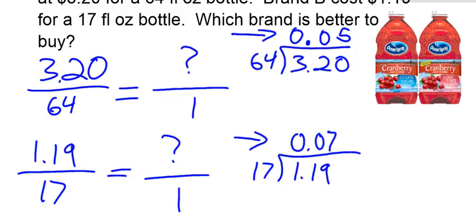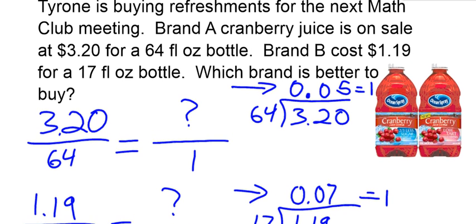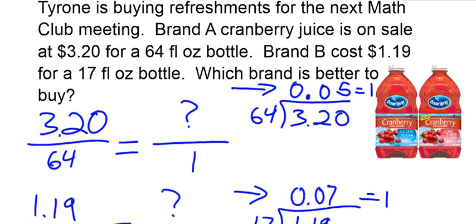Now that we figured that out, now we know what the actual rate is. This is 7 cents for 1 ounce. This is 5 cents for 1 ounce. And so in the end, brand A is the better buy. So the bigger one ends up being better. Not always true, but in this case, it works out. Hopefully, it's healthier. But that's not what we're debating right now.